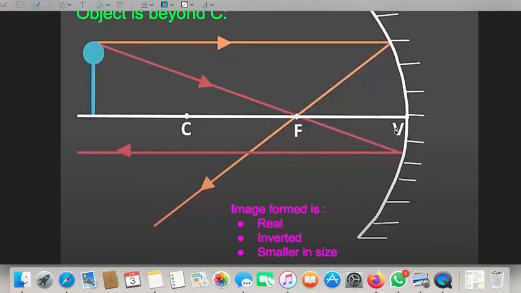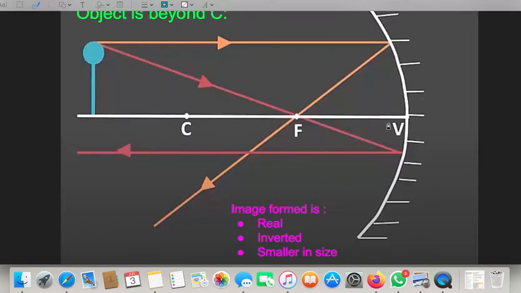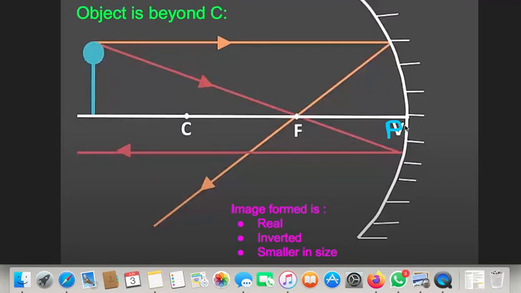Now, what is P? Can anyone tell me what P is? P is the pole, which is the midpoint of this mirror. Which type of mirror is it? If the mirror is polished from the bulging part and the incident and reflected rays are on the inside part, then it is a concave mirror, cave-like mirror. Now this is the pole, the midpoint of the aperture.